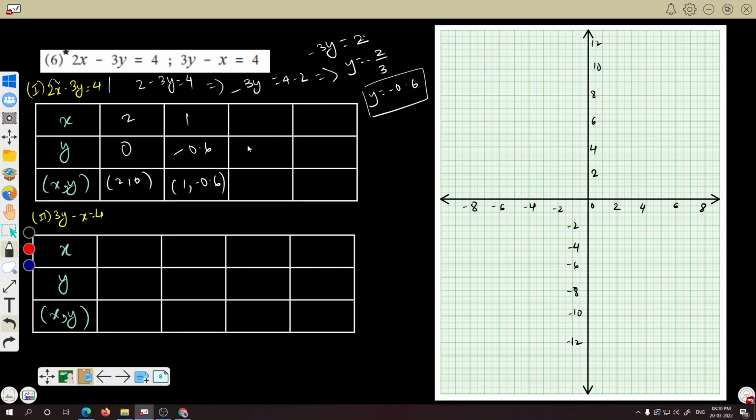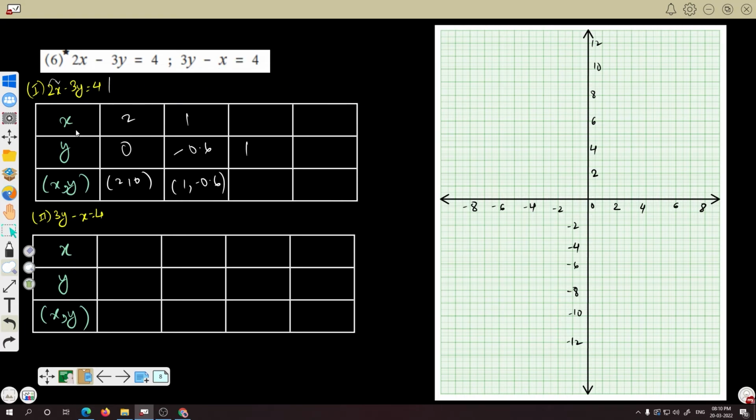Now I'll take y as 1. I'll erase this rough work so that I can solve the next value. If I take y as 1, the equation will be 2x minus 3 is equal to 4. Shift this minus 3 to the other side. So 2x will be 4 plus 3, which gives me 7, which means x is equal to 7 by 2. The value is exactly 3.5. So x turns out to be 3.5. The coordinates are 3.5 comma 1. I hope this is clear to you.